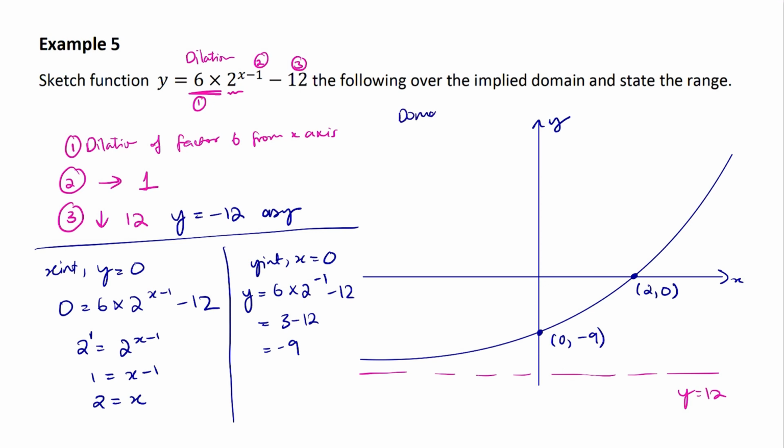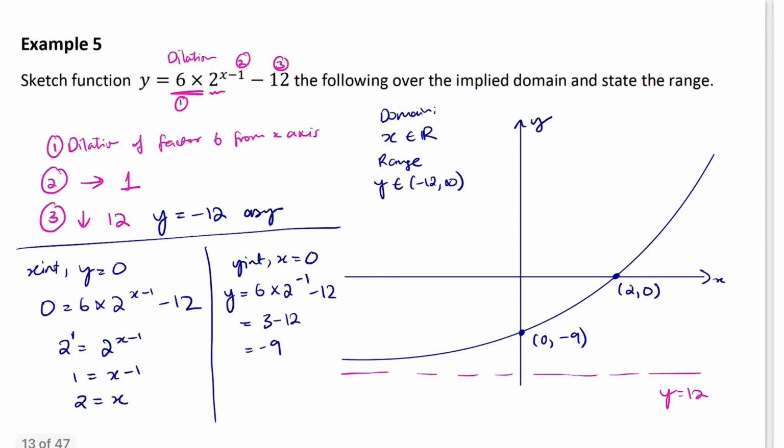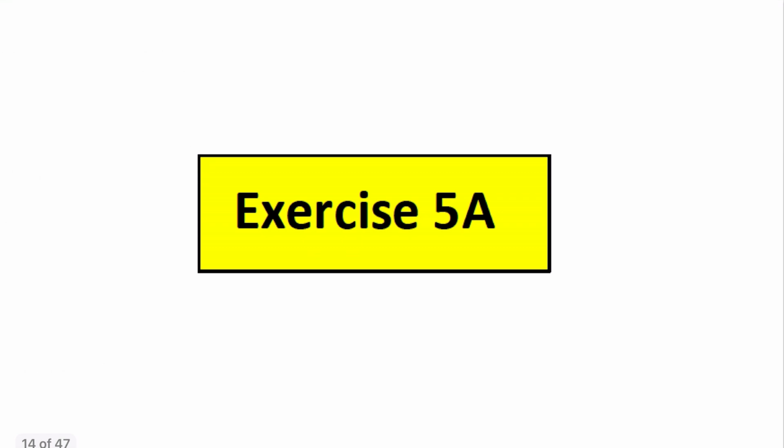In terms of the domain and range, as always, domain x is every real value, and range, well, our smallest y value is negative 12, and that goes all the way up to infinity. And that's the end of exercise 5A.